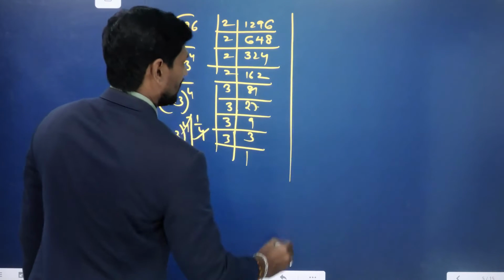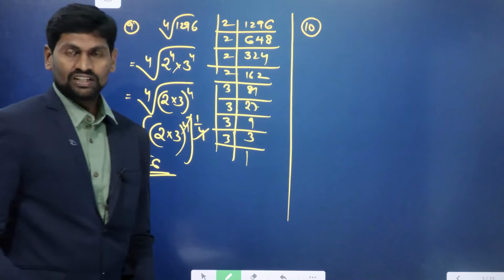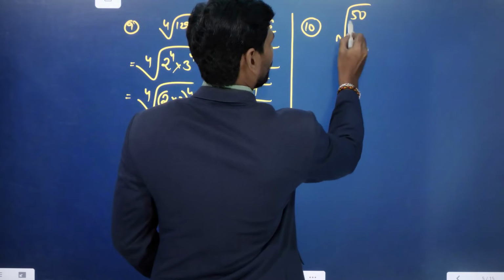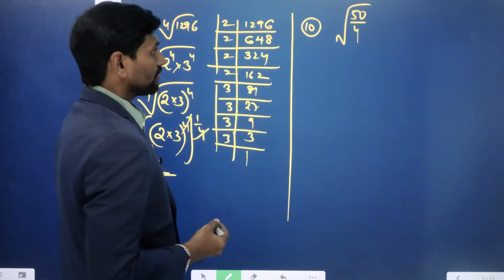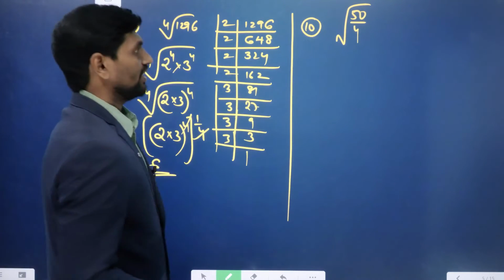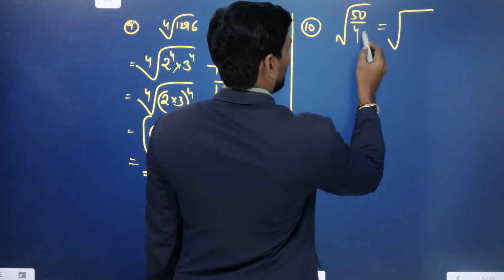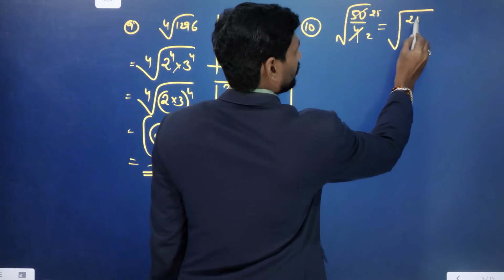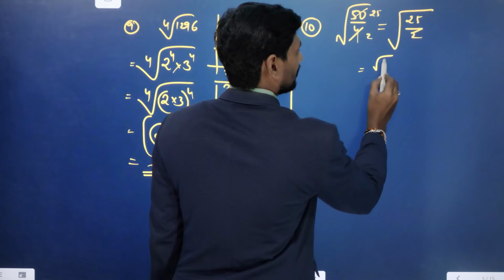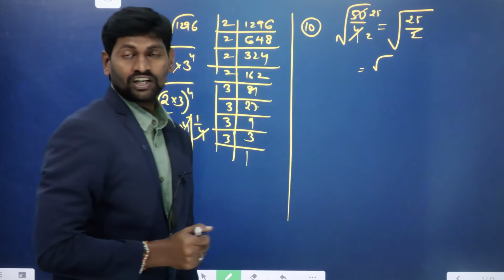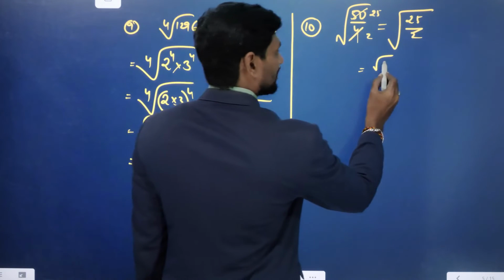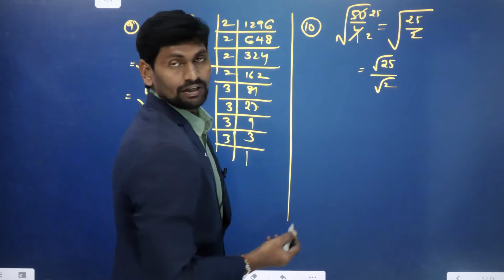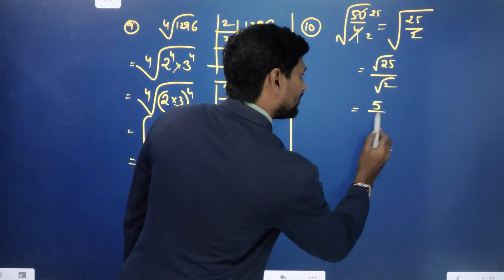Okay, so let us go to question number 10. The 10th question: the simplest form of square root of 50 by 4. Now you can cancel, as both are divisible by 2. 2 table, here 25 times 2 times. So 25 by 2, root over 25 by 2. 25 is a square number, so the square root cancels. That means I can write root over 25 by 2 as root 25 by root 2. Root 25 value is 5, so 5 by root 2.